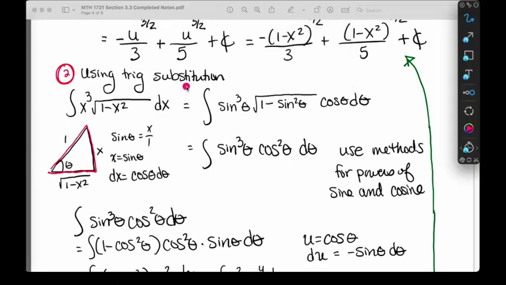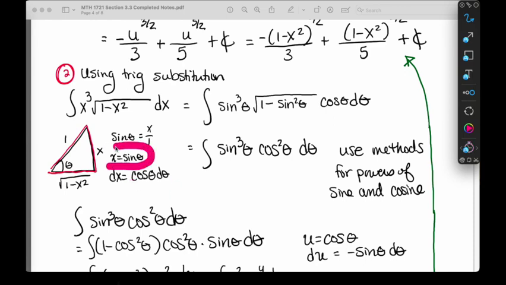So using trig substitution, here in this case, my a is 1. So I'm going to set up my triangle as the square root of 1 minus x squared on the adjacent leg of the triangle. Here's my opposite side, that's my x, and here's my hypotenuse, which is just 1. So my sine theta is going to be x over 1, which is just x, which means my dx is going to be cosine theta d theta.